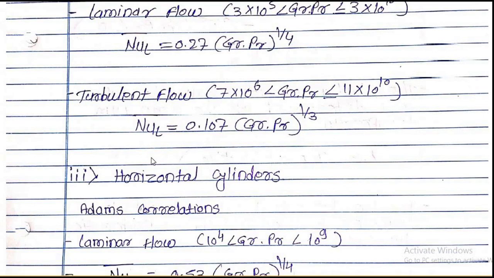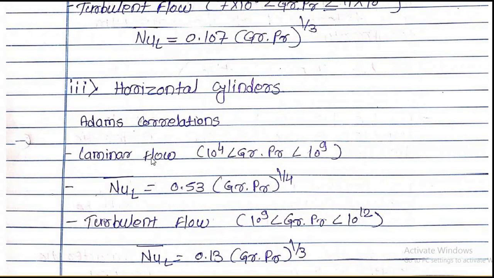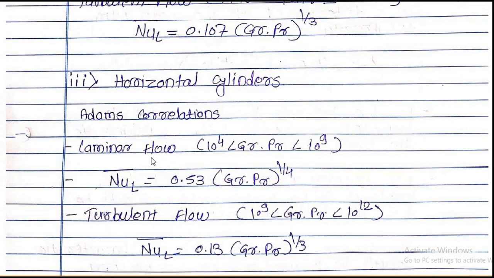Now the third geometry is the horizontal cylinder. For the vertical cylinder and vertical plate, the equations are the same. Now next we have to consider the horizontal cylinder. For the horizontal cylinders, the laminar and turbulent equations are given by the Adams correlations. Okay, so Adams has given these two correlations for the laminar flow and turbulent flow.